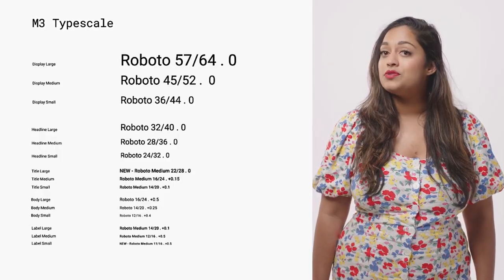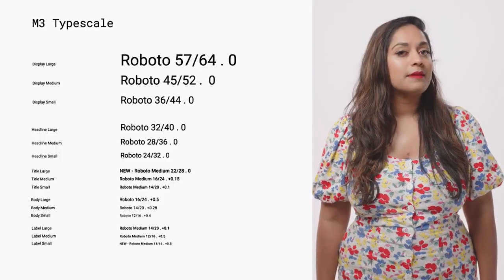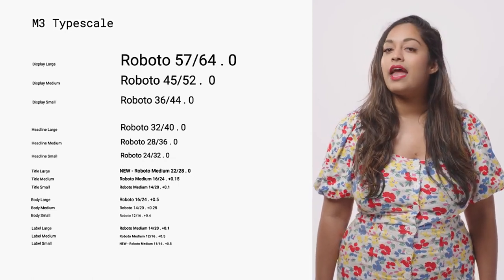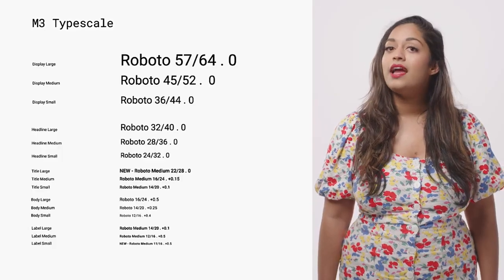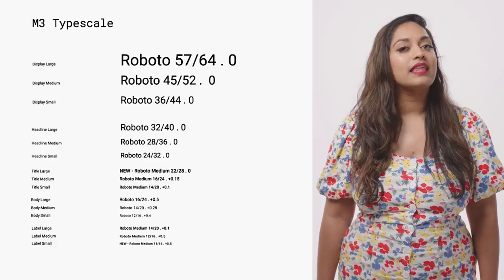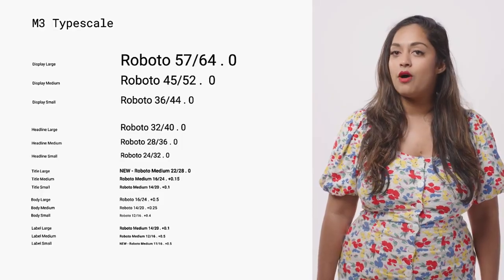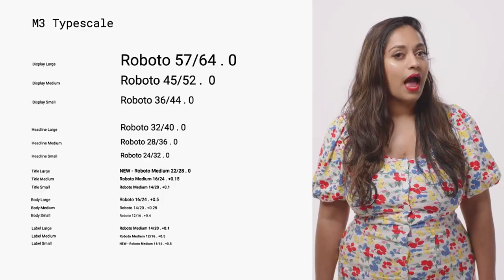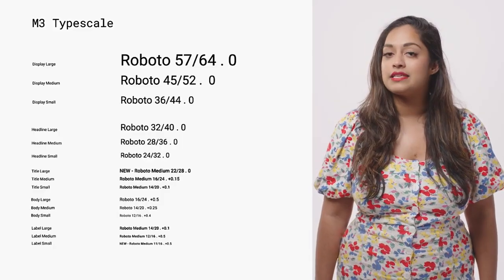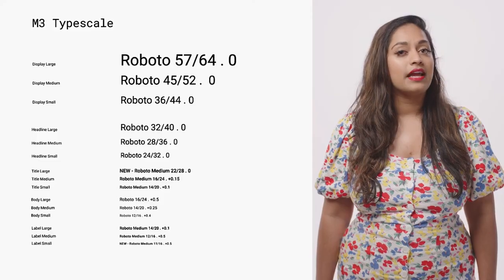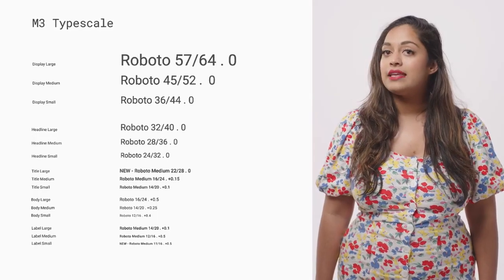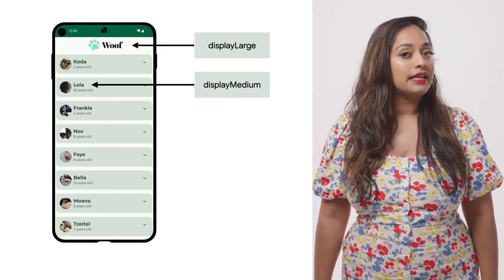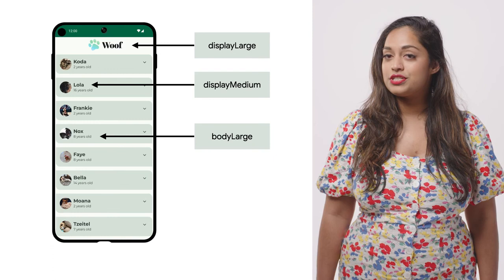How do you know which font style to use where? That's where the Material Design Type System helps to guide you. Material 3 defines a type scale with naming and grouping simplified to display, headline, title, body, and label, with large, medium, and small sizes for each. You probably won't use all these styles in a single app, but you can pick and choose the appropriate type scales based on the content you're displaying in your app. In the app you will make next, the top app bar here uses display large, the dogs' names are display medium, and the dog's age is body large.